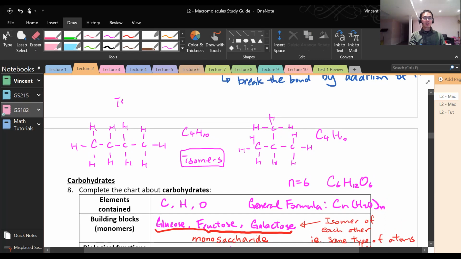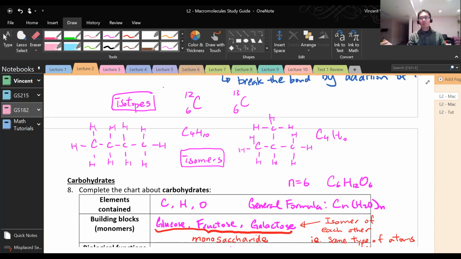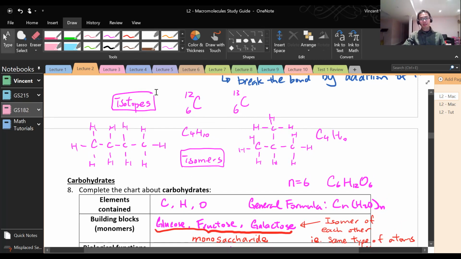You mentioned isotopes. Okay, what are isotopes? Let's say I have carbon 12 and carbon 13. Both of them are carbon. Both of them have 6 protons, but this one is heavier. So isotopes are atoms of the same element that have a different number of neutrons. So these are different concepts.